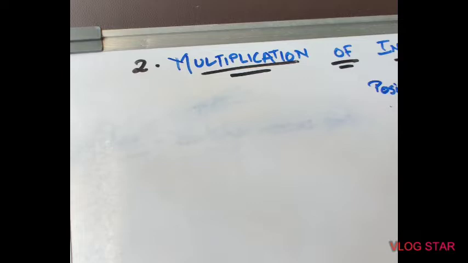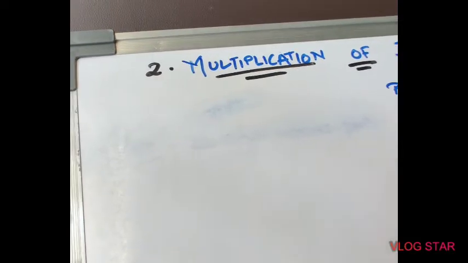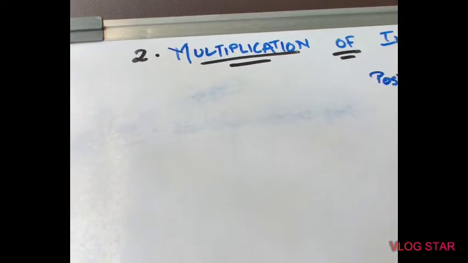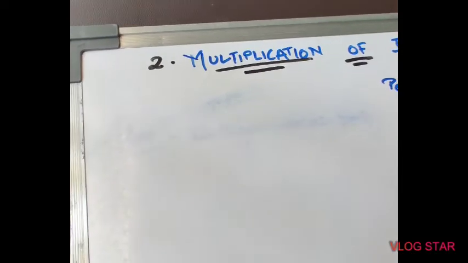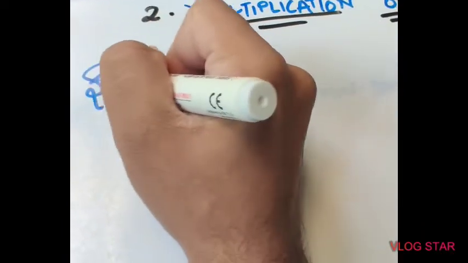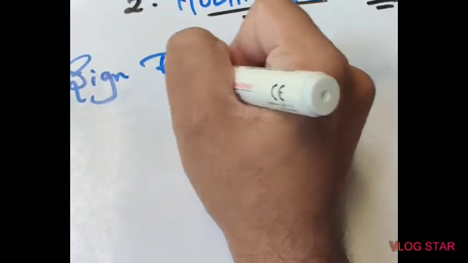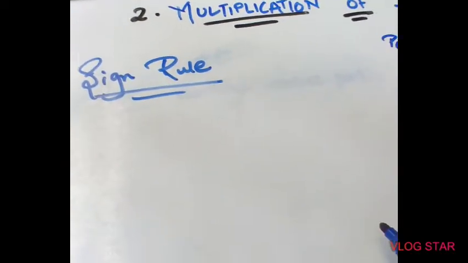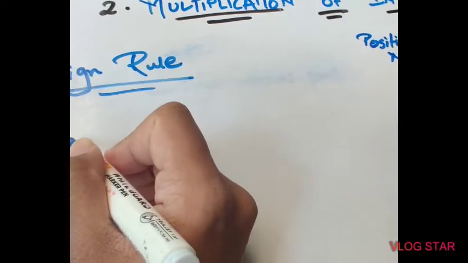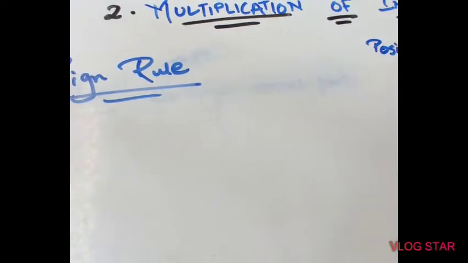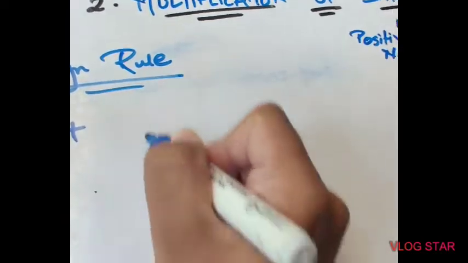For you to learn this chapter, there is a magical thing that will make your chapter learning easier. That is also called the sign rule. The sign rule is nothing but: whenever we get to see two different signs, what would be the answer? We are going to learn from this.